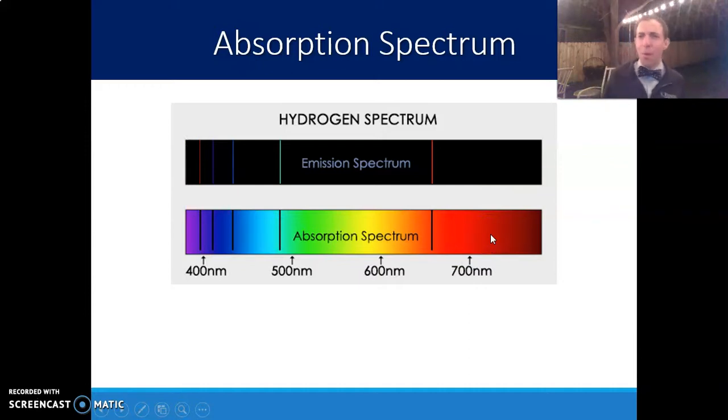Now, the physics for why this happens at these weird discrete lines is something for another lecture, but basically the idea is that electrons can only exist at certain energy levels. You might remember that from chemistry. And if an electron is excited, it just jumps up different energy levels.